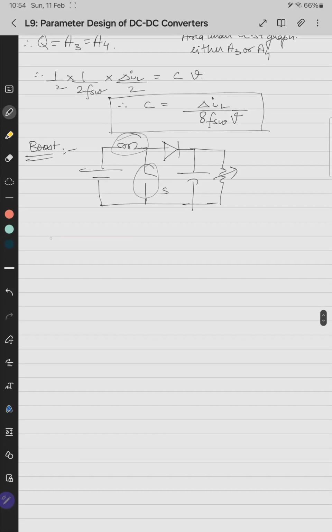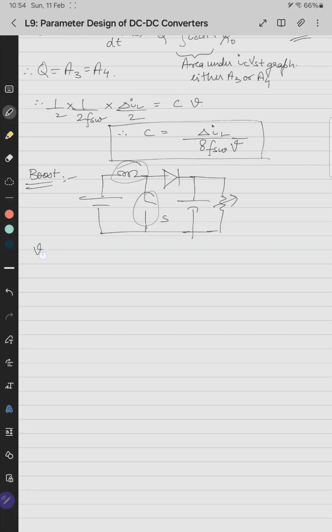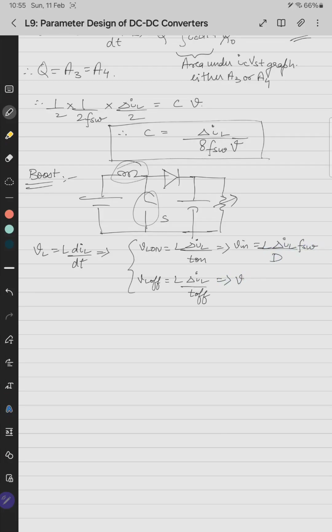So if we write VL is L dIL by dt, this you can write as VL on is L delta IL by T on directly, or VL off equals to L delta IL by T off. When the switch is on, VL on equals to V in is L delta IL by D by F switching. Similarly, VL off, we can write V naught minus V in equals to minus L delta IL by 1 minus D into F switching.